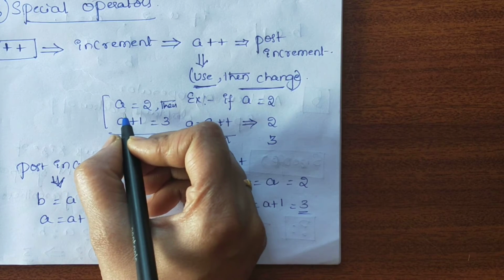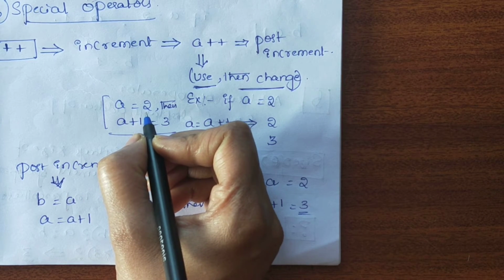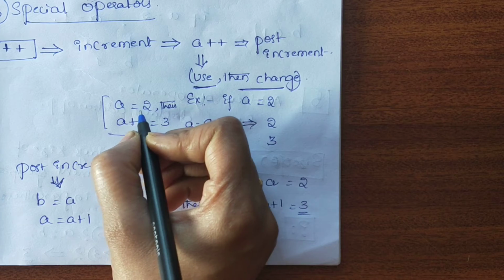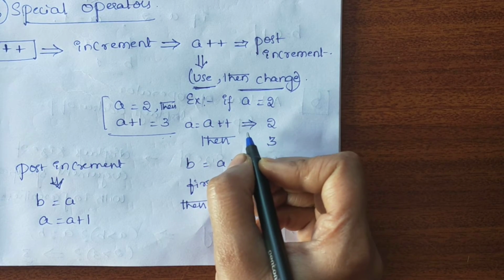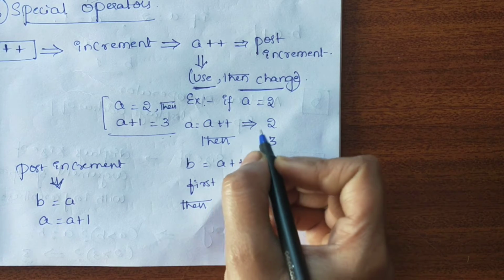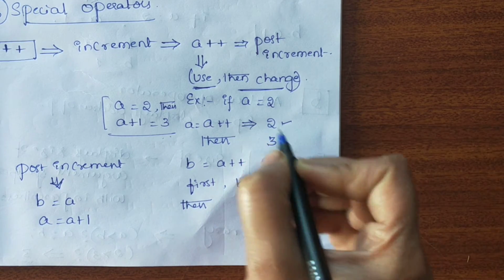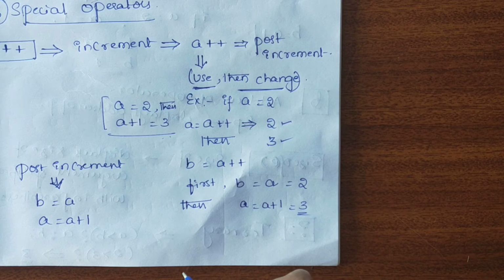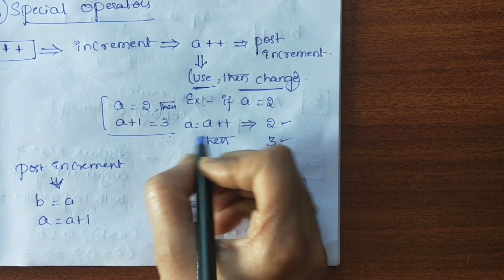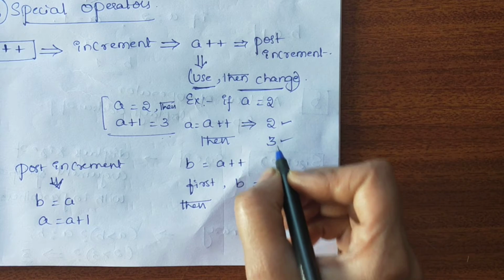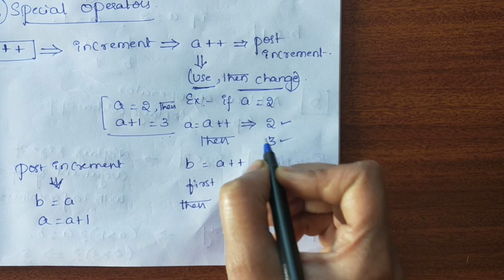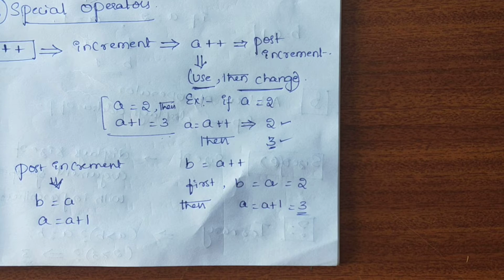Now let us take an example. Suppose I have a value a as 2, then a is equal to a plus plus. Then what is the value of a initially? It will be 2 and afterwards it will be 3. You should observe a is equal to a plus plus. In that case the initial value will be 2 and then it will be incremented to 3. So the value of a will be 3.